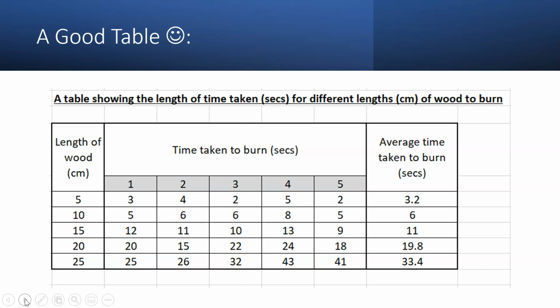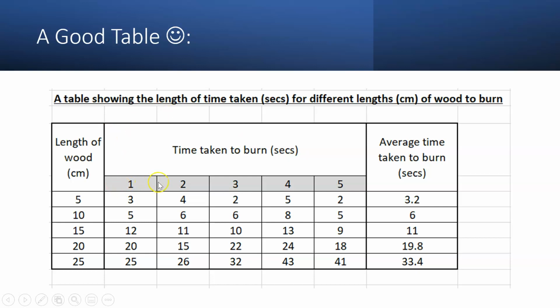Okay, so we've got 5 different lengths of wood from 5 centimetres through to 25 centimetres. And we have timed how long it takes those pieces of wood to burn. Okay, now the only thing I don't like about this table is this 1, 2, 3, 4 and 5 here. That is showing the trials, okay? So trial 1, trial 2, trial 3, trial 4, trial 5. So the repetitions.